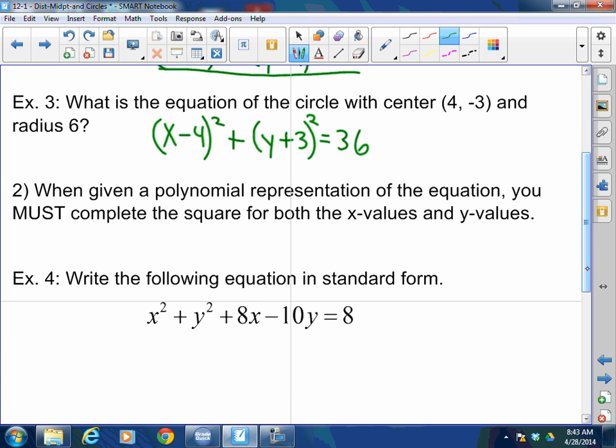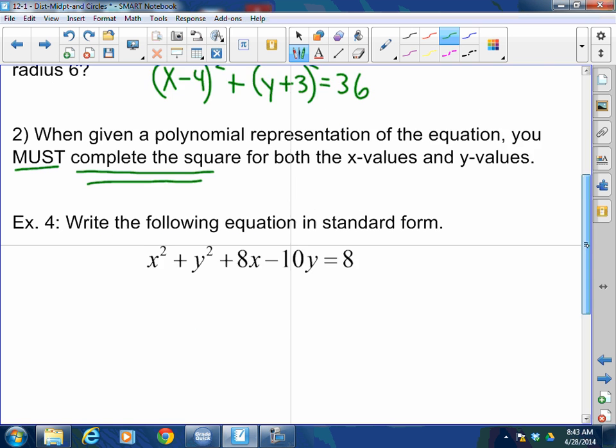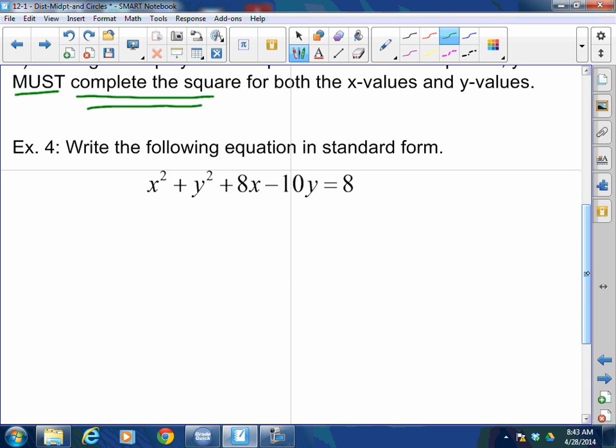When given a polynomial representation of the equation, you must, I hope you can remember this, complete the square for both the x and the y values, and then write it in the proper form. Let me explain what I mean. Don't stress. This is actually a lot easier than what you think if you remember how to complete the square. Remember that when you complete the square, you want to get the squared term and the regular term by itself on the left, right? Same thing here.